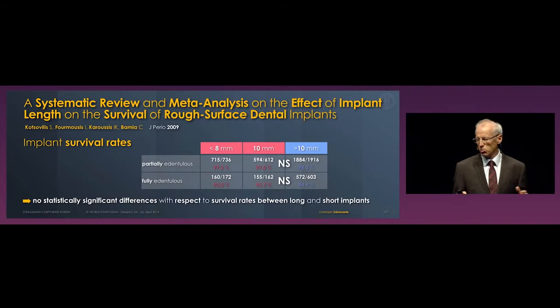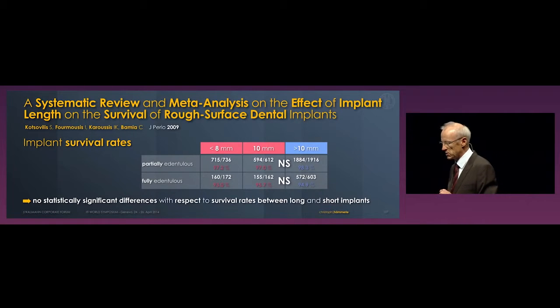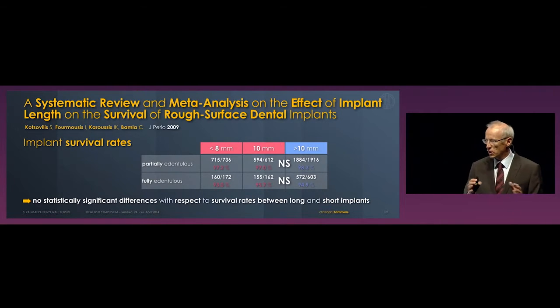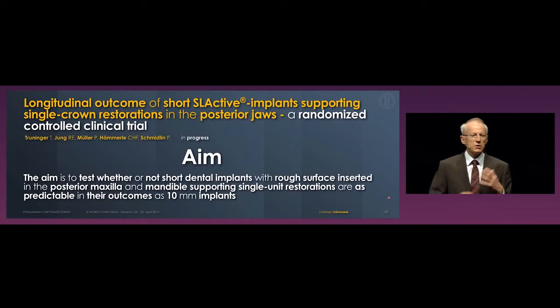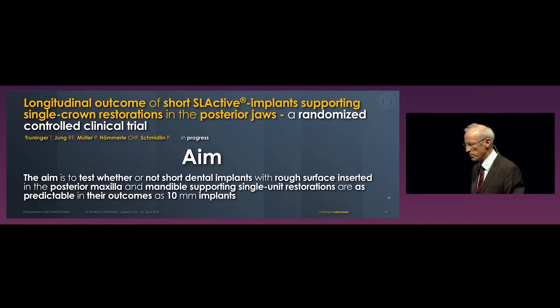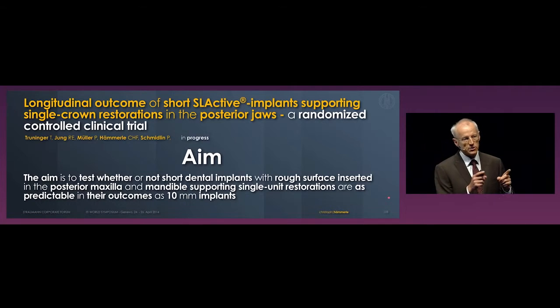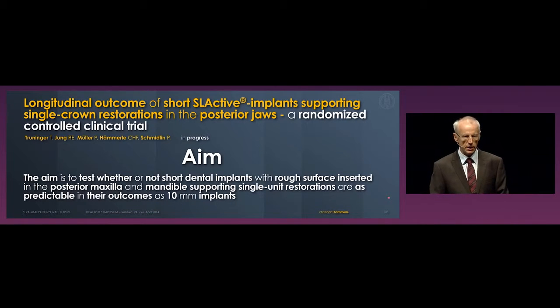So Kotsovilis and co-workers concluded no statistical or clinically relevant difference with respect to survival rates between long and short implants. We have a study in progress in our department together with operative dentistry. We're also placing implants in their perio section. The aim is to test whether or not dental implants with rough surfaces inserted in the posterior maxilla and mandible supporting single unit restorations are as predictable in their outcome as the 10 millimeter implants.